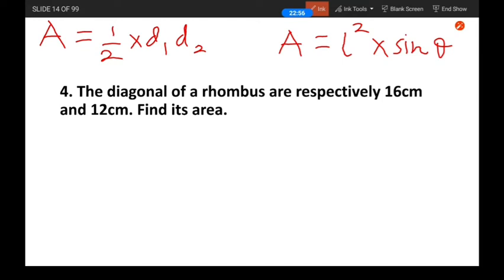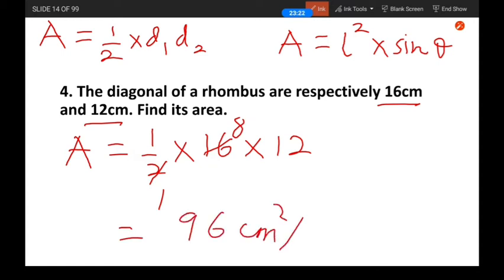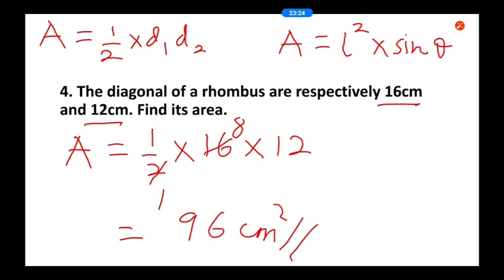But let's see the one that matters to us now. The diagonals of the rhombus are given. So area becomes half times the first diagonal, 16, times the second diagonal, 12. So we can now have 2 here 1, 2 here 8. 8 times 12 will give us 96. Don't forget your unit, centimeter squared. Very good. Now the next one.